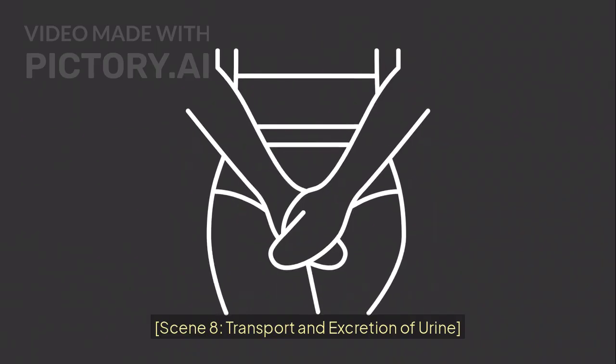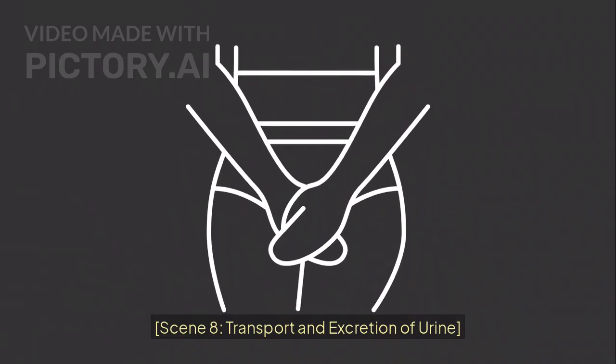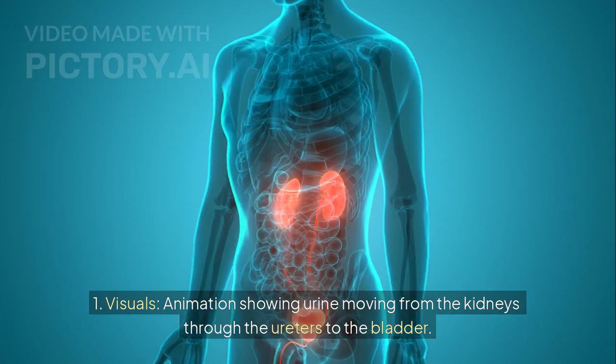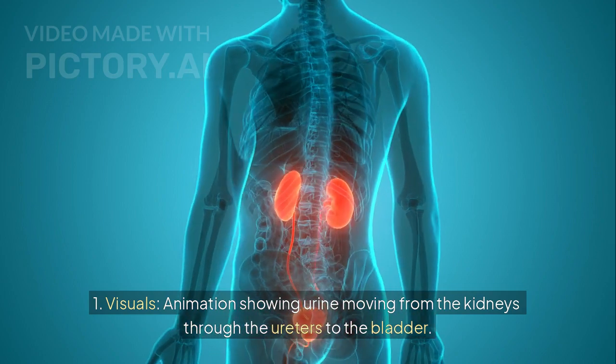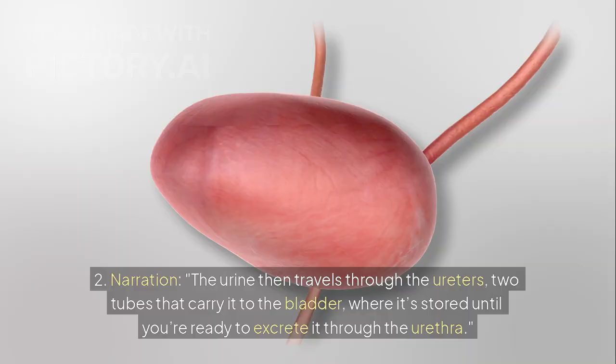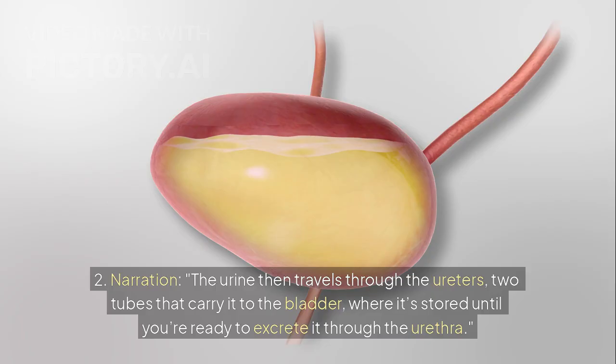Scene 8. Transport and excretion of urine. 1. Visuals. Animation showing urine moving from the kidneys through the ureters to the bladder. 2. Narration. The urine then travels through the ureters, two tubes that carry it to the bladder, where it's stored until you're ready to excrete it through the urethra.